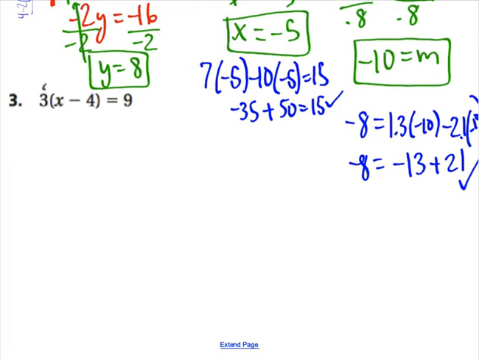Okay, next example. Simplify both sides first, and we need to distribute the 3. 3x minus 12 equals 9. Next, we need to isolate the variable term. Get rid of the minus 12 with a plus 12.